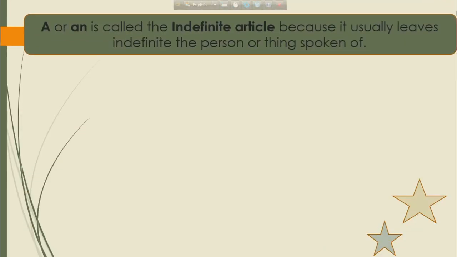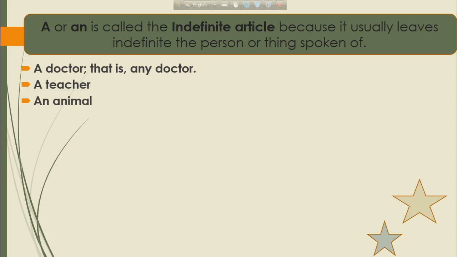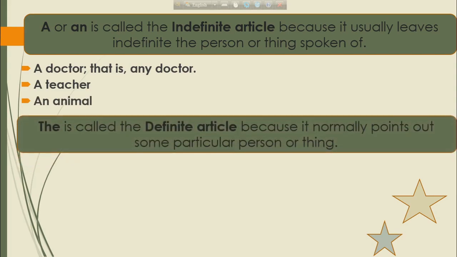So what is an indefinite article? A or an is called the indefinite article because it usually leaves indefinite the person or thing spoken of. That means when you are not being specific, when you are not being particular, that means you mean any person or anything, then you use the indefinite article a or an. For example, when you say a doctor, that means any doctor. When we say a teacher, which means any teacher. When we say an animal, which means any animal.